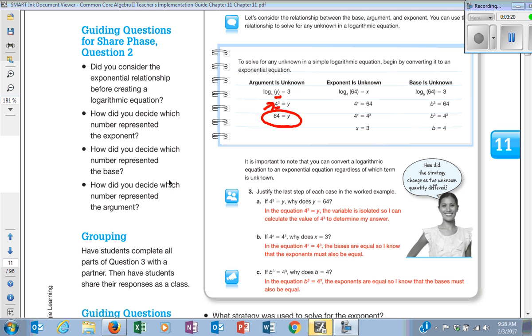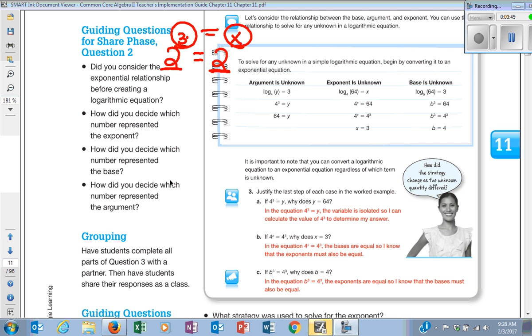When my exponent is the unknown, what I have to do is I have to break down this 64. What has to happen? If I have 2 to the third, and I say that's going to equal 2 to the x. Once I get this base to be the same, I know that this has to be the same as that. So x would have to equal 3, right? Because 2 to the third power is only going to equal 2 to the third power.